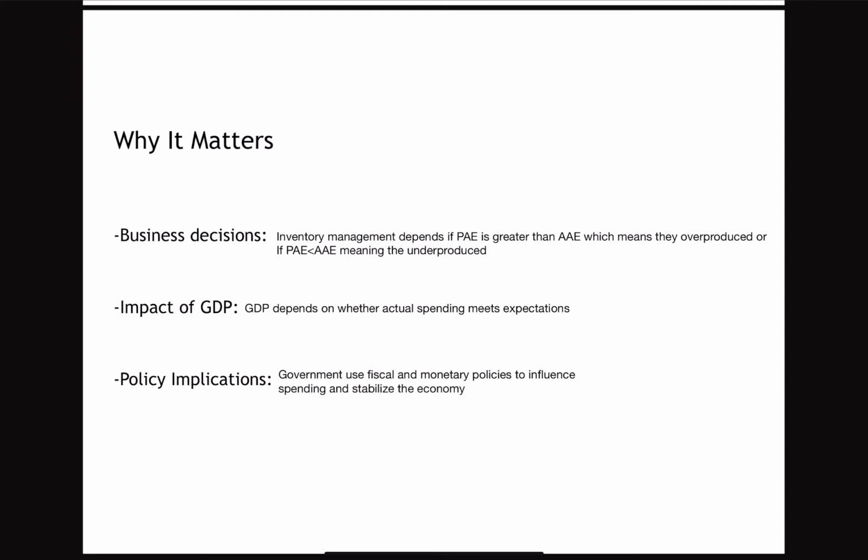Why it matters. Inventory management depends on if PAE is greater than actual aggregate expenditure, which means that they overproduced, or if PAE is less than actual aggregate expenditure, this means that they underproduced. The impact on GDP depends on whether actual spending meets expectations. And policy implications: governments use fiscal and monetary policies to influence spending and stabilize the economy.